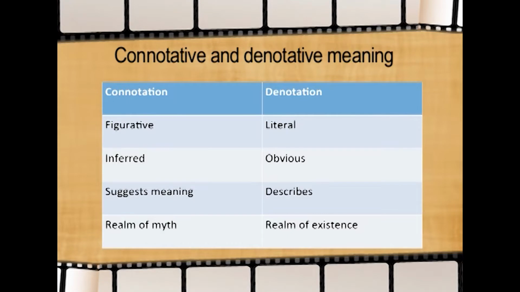Now, when we say that a sentence makes meaning, there are two kinds of meaning that a sentence, or any statement, can make. One is denotation. Denotation means the literal meaning, the obvious meaning, and it is in the realm of existence. There is no confusion about what the sentence means. That is denotation. And connotation is the suggested meaning, the implied meaning. You can also say it's a figurative meaning, and that is in the realm of myth.